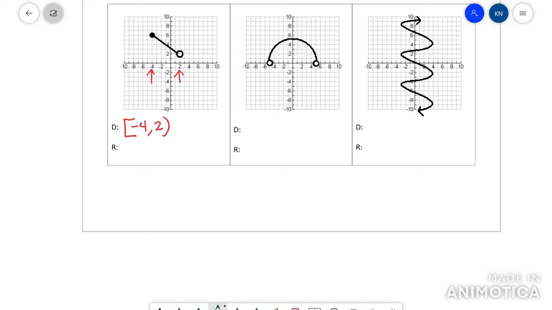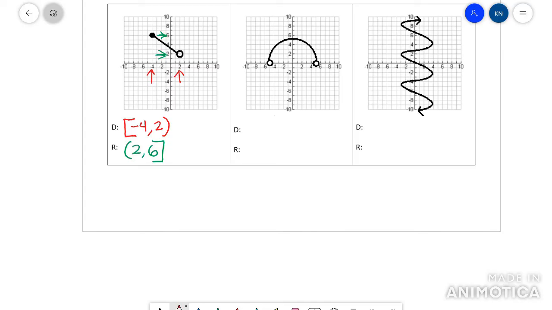And then the range of this, how low it goes, well, this would be how low it goes, and how high it goes, well, this would be how high it goes. So the lowest it goes is 2, and it has a parentheses because it's an open circle, and the highest it goes would be 6, and it's a closed circle, so I use a bracket.